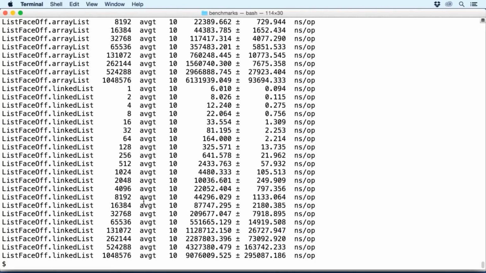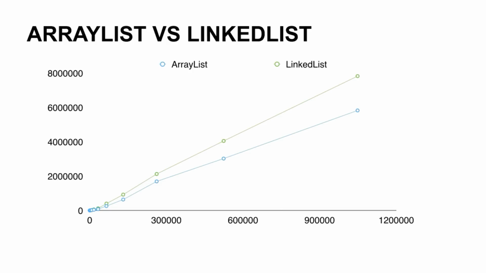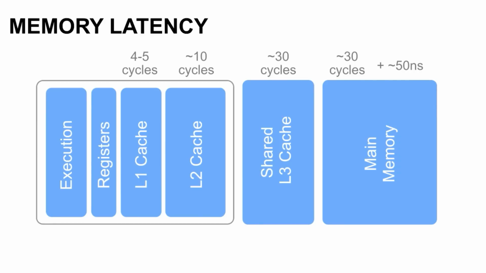Well, let's plot it and see what we see. Here we have the results plotted on a graph. And we can see that linked list, while it appears to be O(n), it is linear. It is always slower than the array list. And this is of course because their constant factor is different. But why would that be? Well, remember, memory is complicated. On a modern system, we have an L1 cache, an L2 cache, a shared L3 cache, and main memory. And it takes increasingly more cycles and time to go through these different levels. And the more memory something takes up, the more we're going to have to do this.